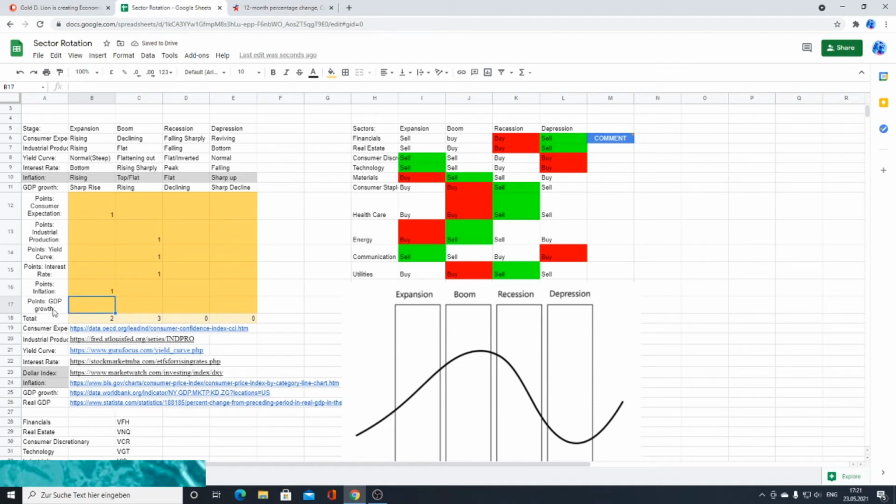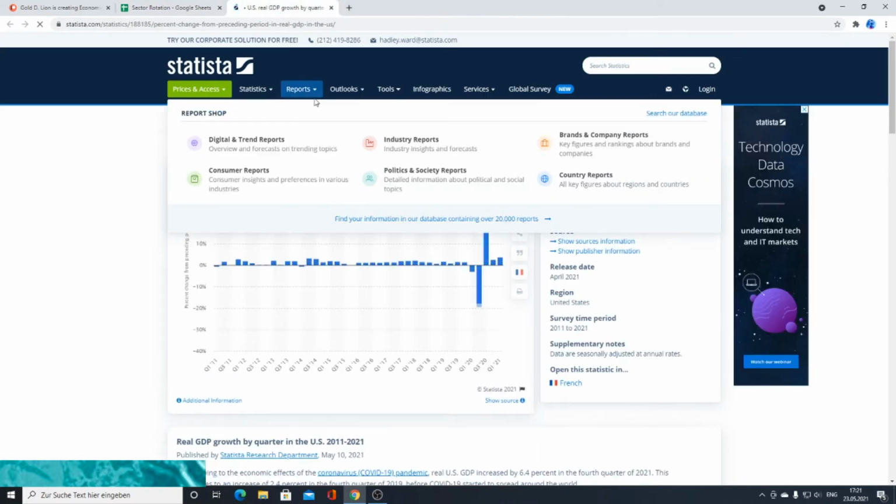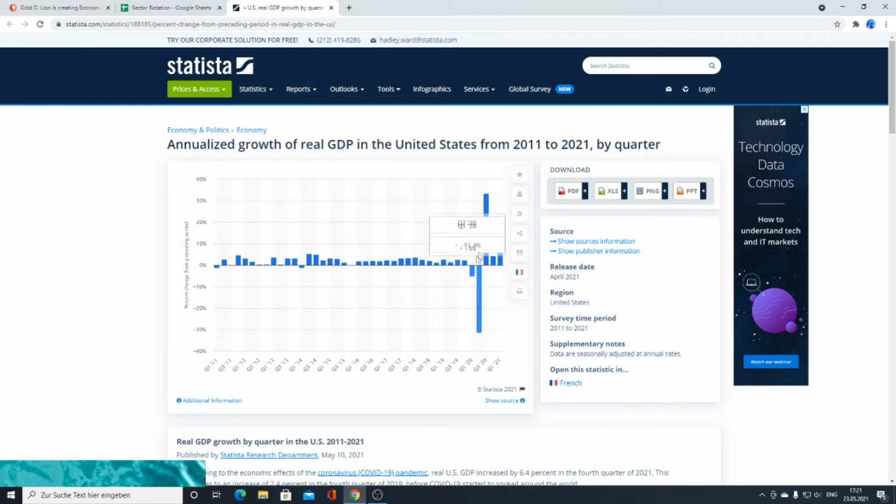And now the last one, GDP, the most obvious one. For this one, we have GDP growth and we have real GDP. Let's have a look at real GDP, as I think that's a better indicator of what is going on. So let's have a look. Of course, minus 31% after the flash crash of COVID last year. Then sharp up again, and it continues to be on the rise. So we need a bit more data to see what will happen next.